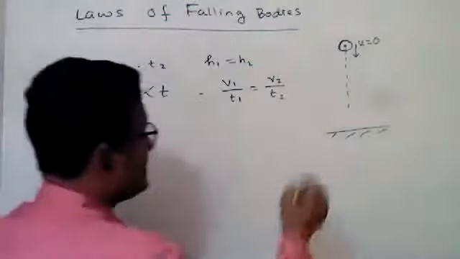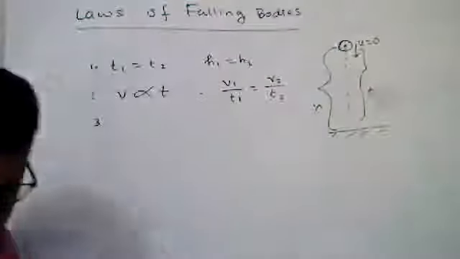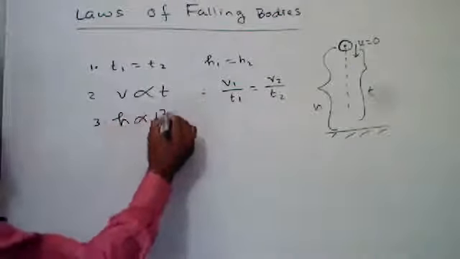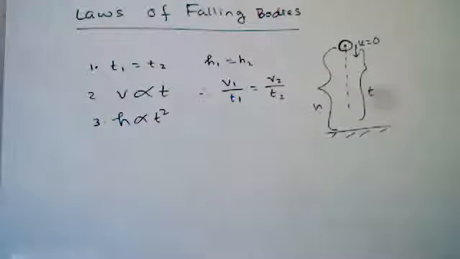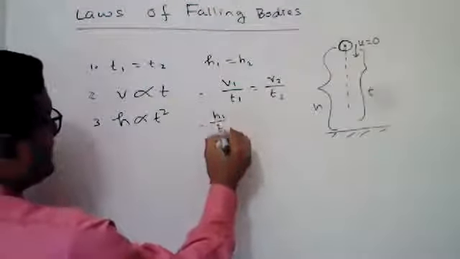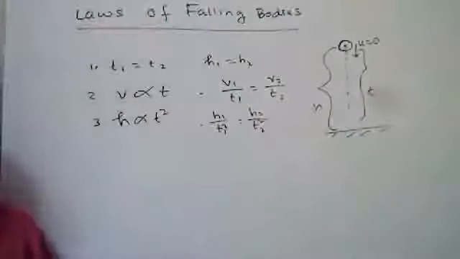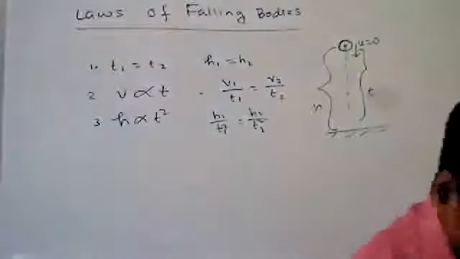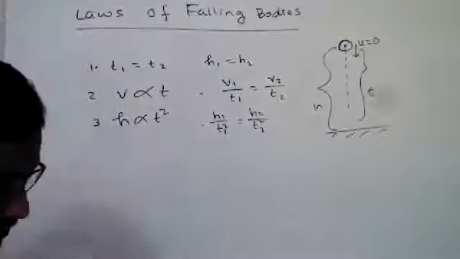Third one: suppose the distance is h and the time required is t. So we can say h is proportional to t square. From this we can write h1 by t1 square equals h2 by t2 square. This is the three laws.